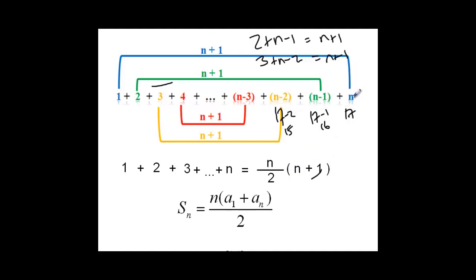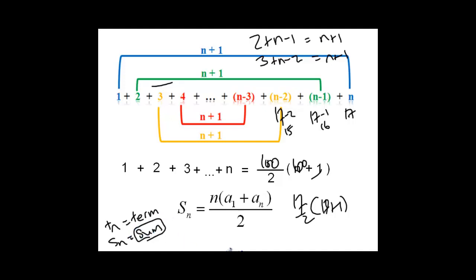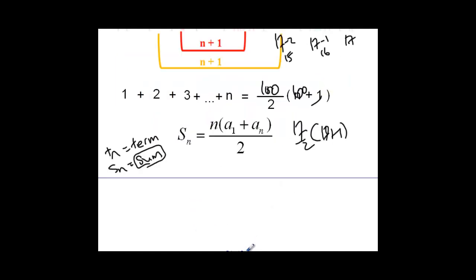And then how many of them do you have? Well, however big this number is right here, you need half of them. So that's where it used to be 100 over 2 and 100 plus 1. Now it could be 17 over 2 and 17 plus 1. So what Gauss discovered is there's actually another formula we can use. Now, rather than using Tn, which finds you just a single term, Sn is the sum of adding all those terms up. So this formula is also on a formula sheet.